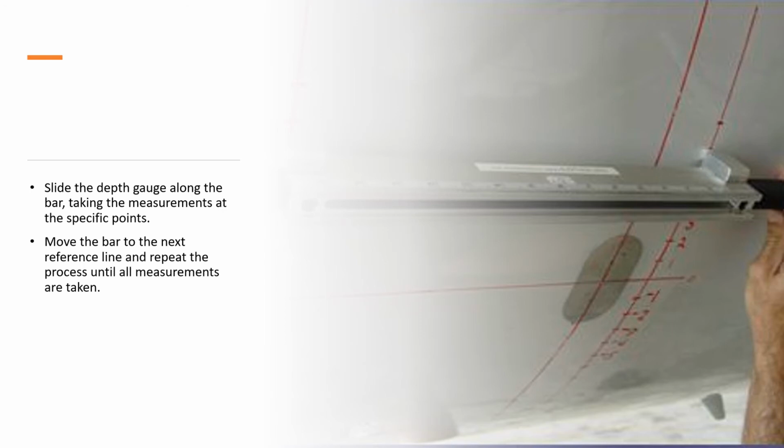So you slide the depth gauge along the bar, taking the measurements at the specific points. Then you move the bar down to the next reference line and repeat the whole process until all the measurements are taken.